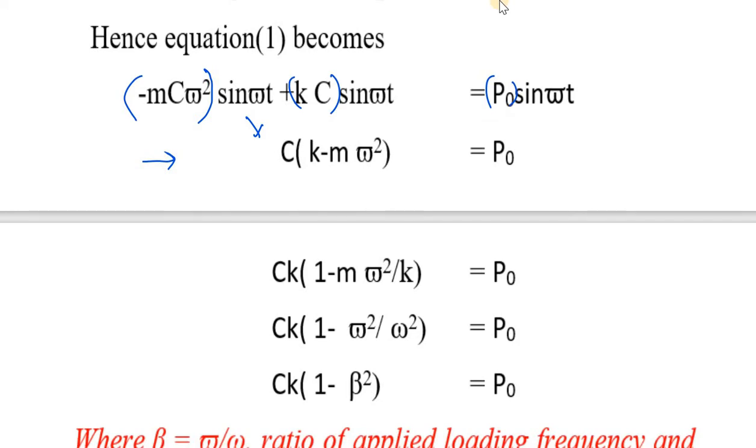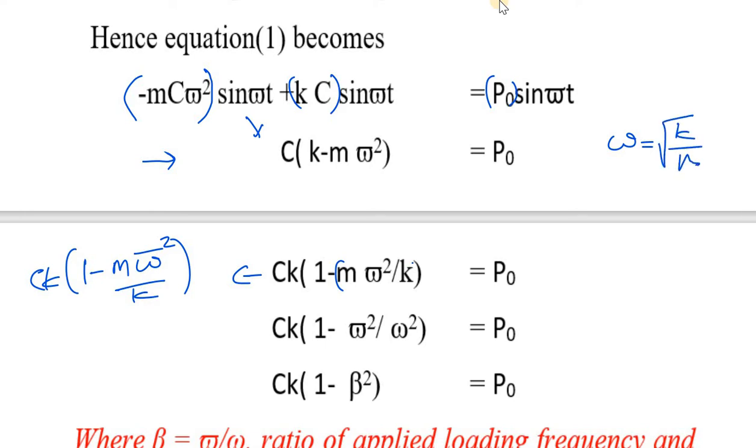What I have to find out is c. Here I am taking k as common, that is k times 1 minus m omega square by k. Now what is m by k? We know that the natural frequency omega is equal to root of k by m, so omega square is equal to k by m, and m by k is equal to 1 by omega square.